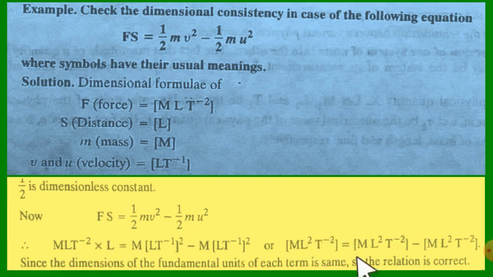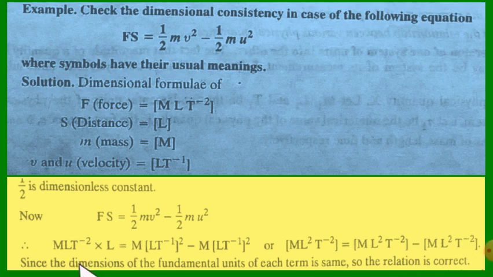So it will be M L square T inverse square. Now see, when you compare the dimensions for mass, on the left hand side it is 1, and on the right hand side the terms involved also have mass 1 each. So mass has dimension 1 in every term of this equation. In length the dimension is 2, here also 2, here also 2. Time is also minus 2, minus 2.